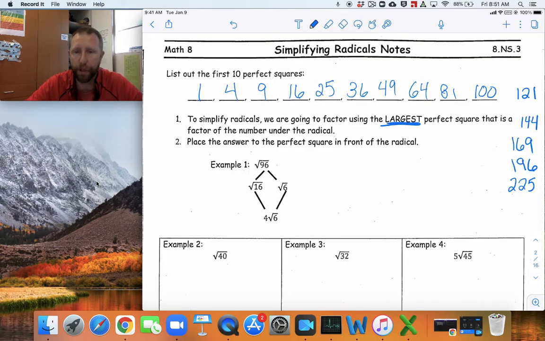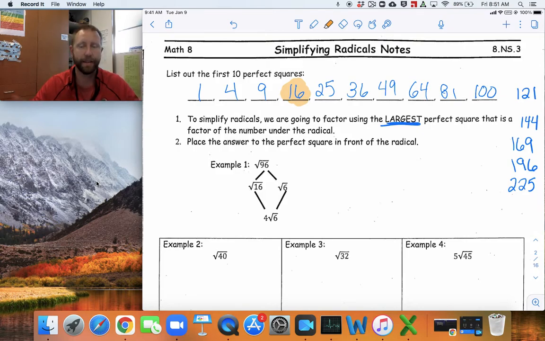Place the answer to the perfect square in front of the radical. So you can see what they did here for radical 96. They noticed that 16 goes into 96. 16 is a factor of 96. And 16, right here in our list of perfect squares, is the largest one that goes into 96. Right? So the thing I like to do, guys, the easiest way to check this is estimate about half of the number and then just check every perfect square under that.